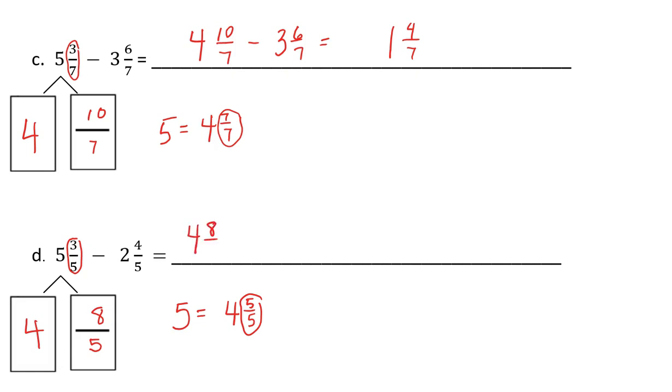4 8/5 minus 2 4/5. I'll subtract my fractions. 8/5 minus 4/5 equals 4/5, because 8 minus 4 is 4. Subtract my whole numbers. 4 minus 2 is 2. That tells me that 5 3/5 minus 2 4/5 equals 2 4/5.